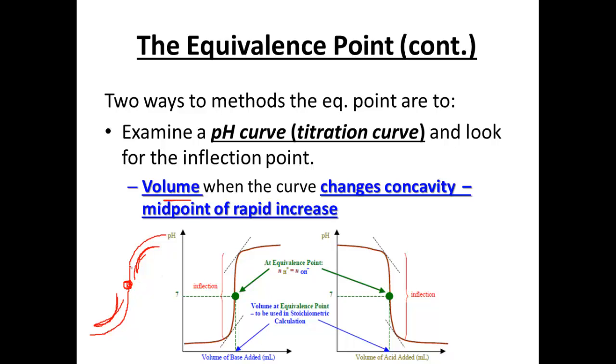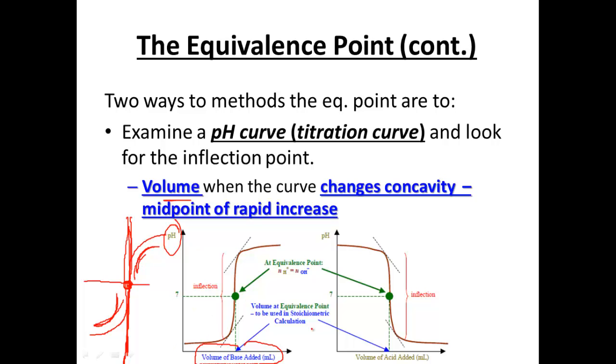And then whatever volume, and volume is measured on the x-axis of a titration curve, whichever volume that rapid increase takes place at, okay, it's the midpoint of the inflection of that vertical increase, or it's where you can see the concavity changing. That volume associated with it, that's the volume it takes to get to the equivalence point. And then there's also going to be an associated pH. pH is going to be on the y-axis.